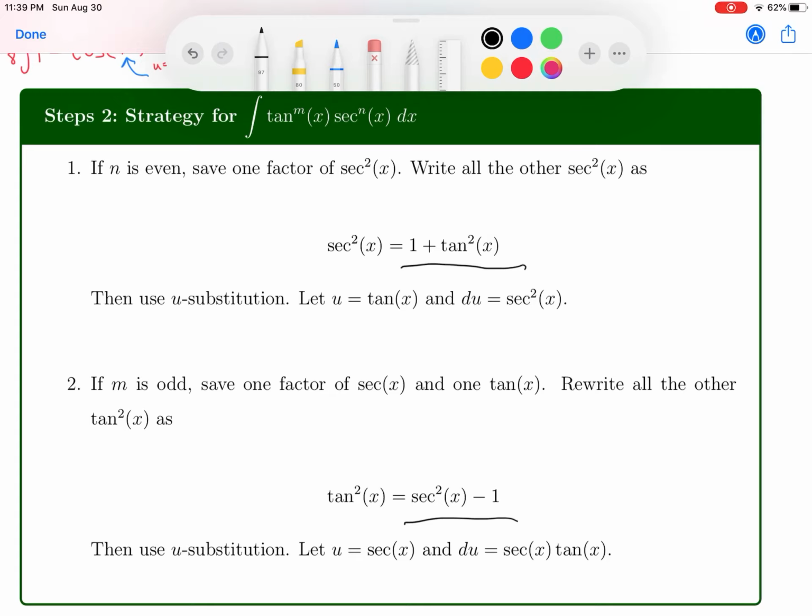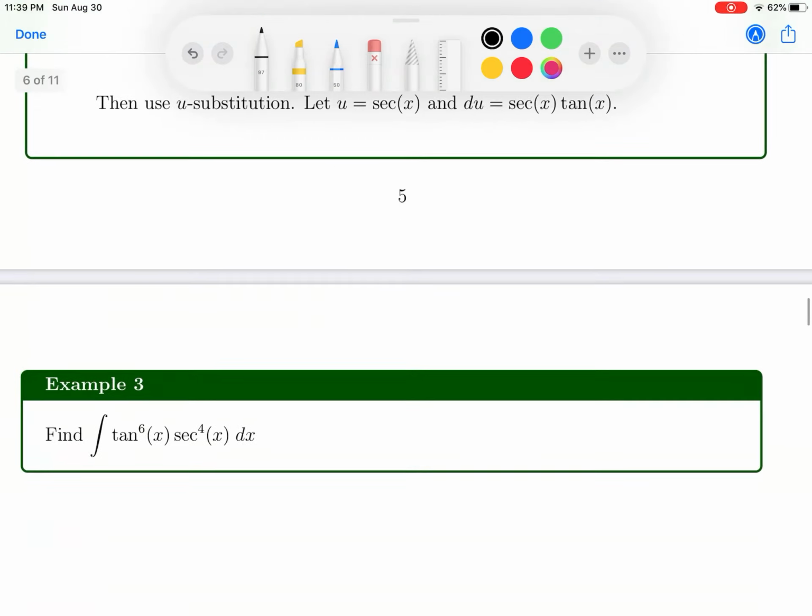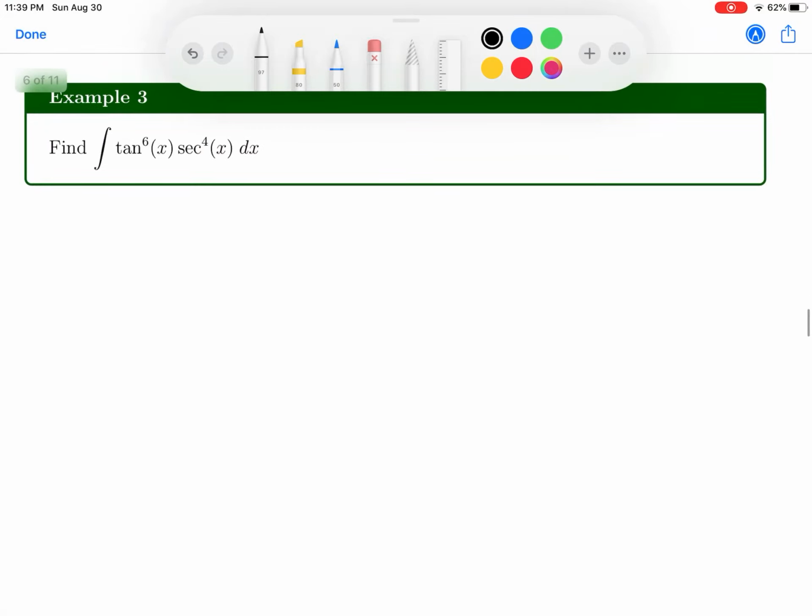Following this strategy is helpful. However, if you just want to bulldoze through problems and discover it on your own, you can do that as well. Let's go ahead and take a look at a problem. So right here, tangent is raised to the 6th power. Secant is raised to the 4th power. Now there's several ways that you can do these types of problems. Well, there's probably only two really.